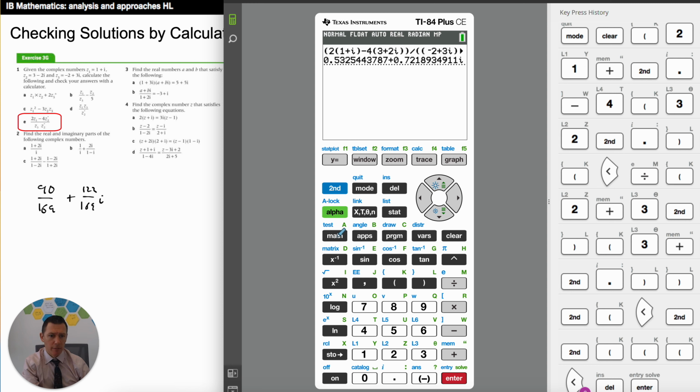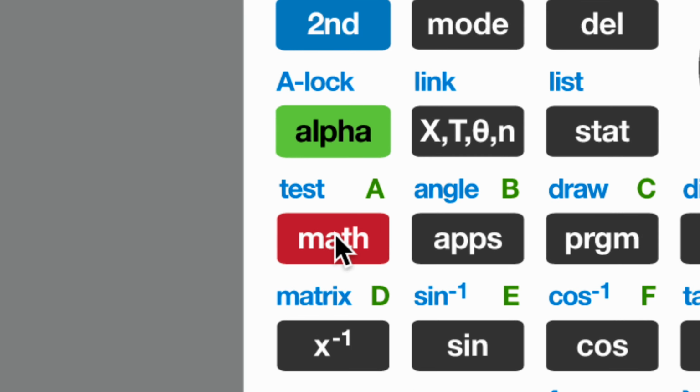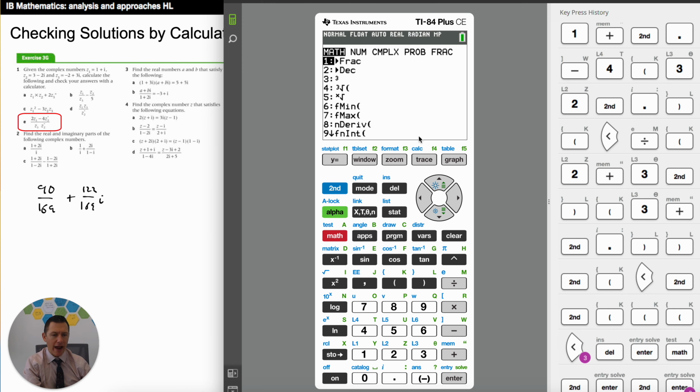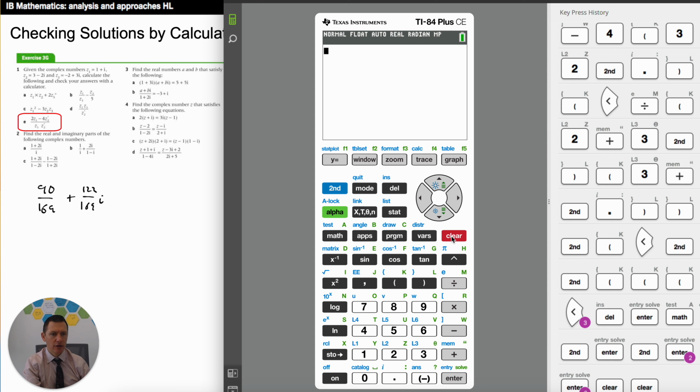That's gross. Math, frac. Right, 90, 169, 122, 169. That's exactly as I predicted. I'm good to go. Again, that move was, it's all decimals, go to math. Everything good in life is in the math button. In frac for fraction, like please turn me into a fraction. Bam. Neat. Okay, so there's that one.